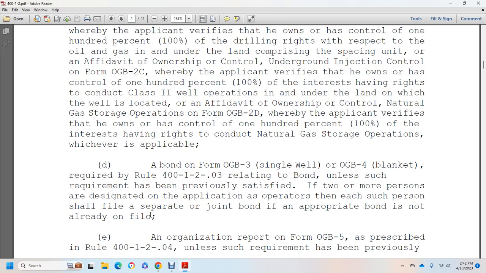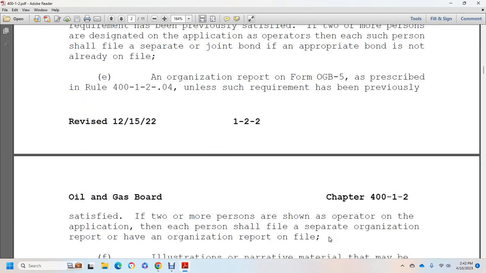D, bond on form OGB 3 for a single well or OGB 4 for a blanket bond, as required by Rule 401-2-.03 relating to bonds, unless such requirement was previously satisfied. If two or more persons are designated as the applicant operator, each set of persons shall file a separate joint bond if the proper bond is not already filed. E, organization report on form OGB, filed as prescribed by Rule 401-2-.04, unless the requirements have been previously certified.